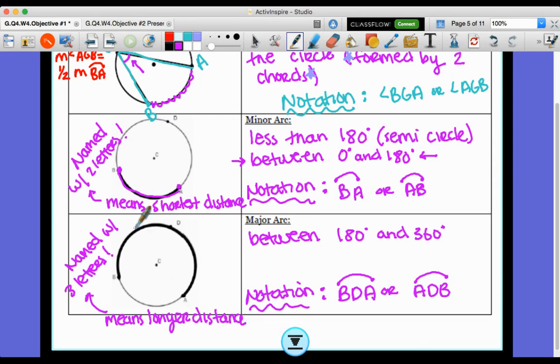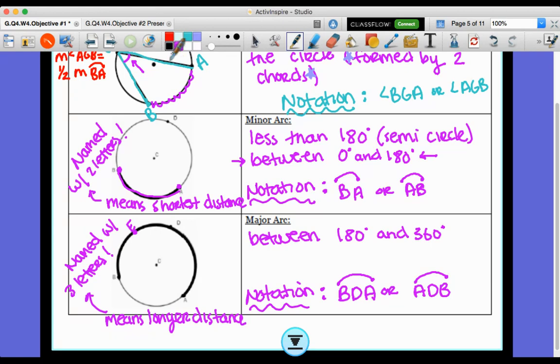So if I threw another point in there and I called this E, it's still BDA. I'm not going to say BEDA. It is 3 letters. I could say BEA, I could say AEB, but I'm not going to start putting in that 4th letter.